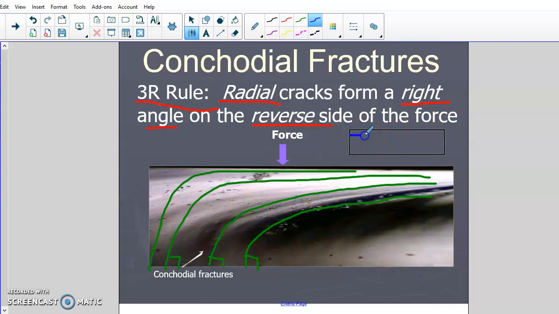So if these were my conchoidal fractures, you can see that they're coming in and they're forming right angles down here at the very bottom. Okay, so there's my right angle, there's my right angle, there's my right angle. So that means the force hit on the opposite side. So the force came from the top, not the bottom.